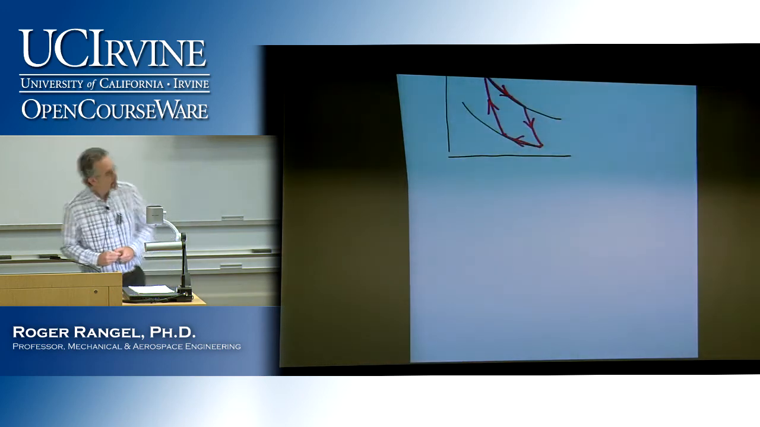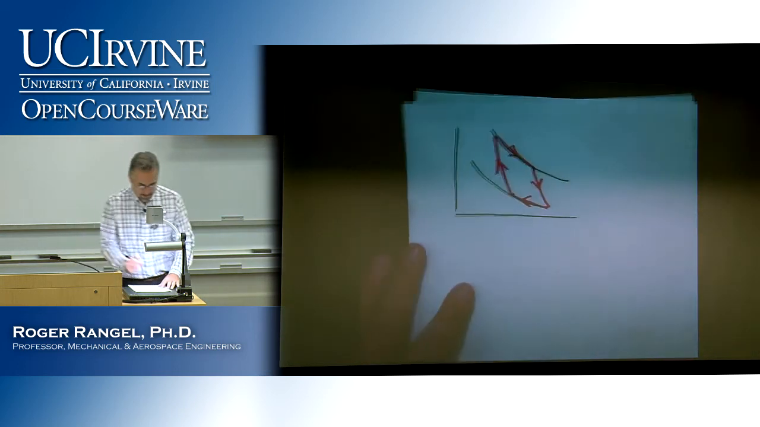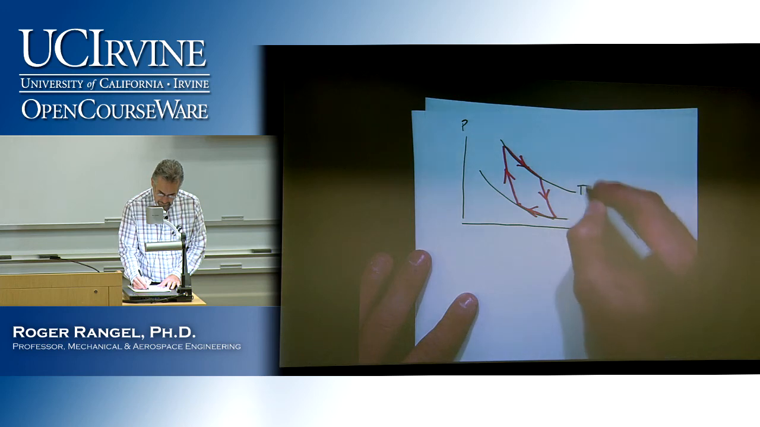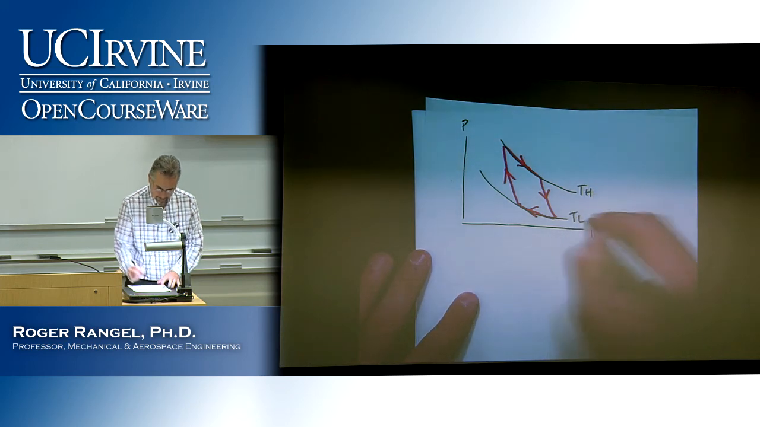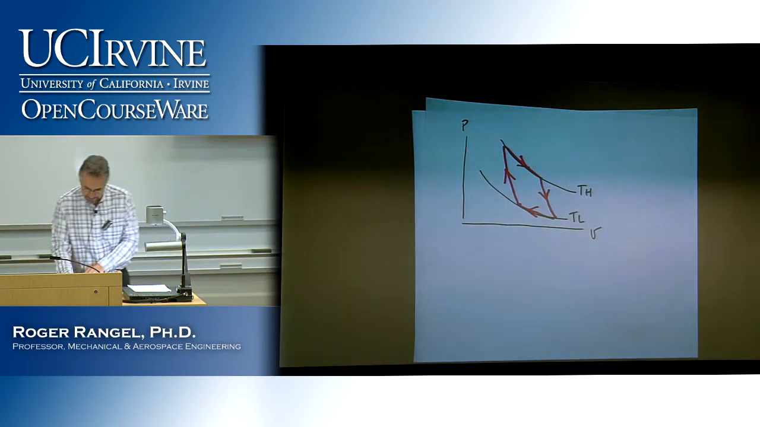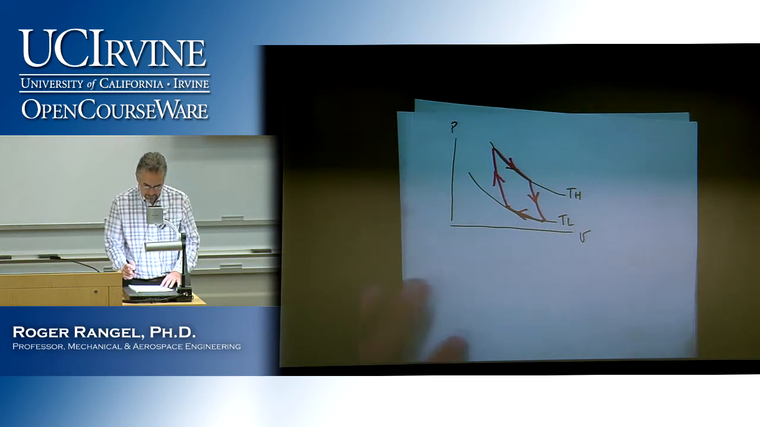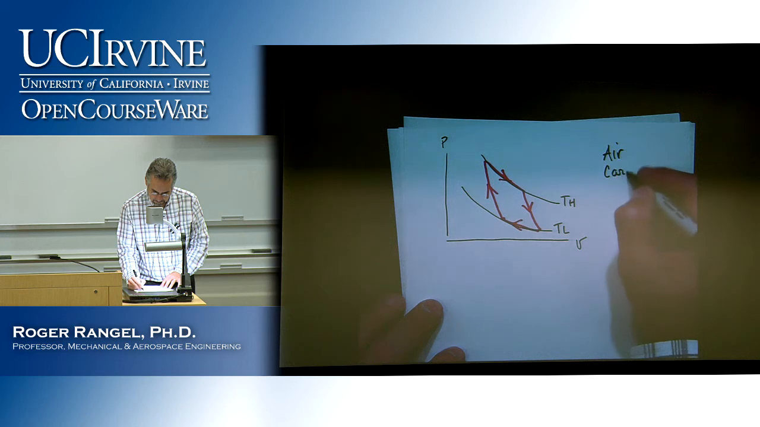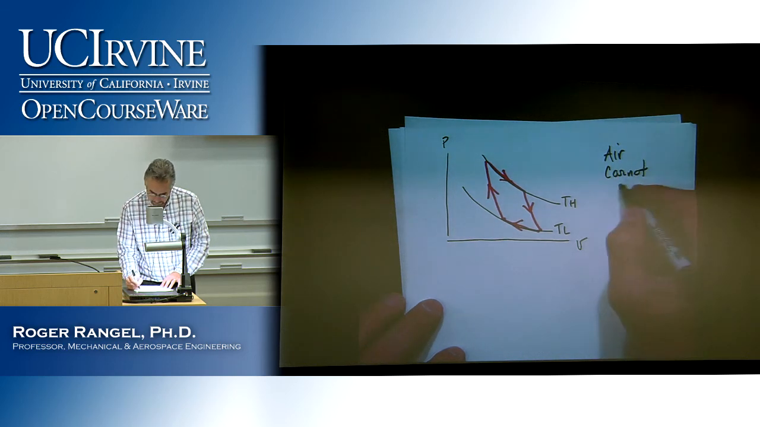All right. On a PV diagram, here's the TH, here's the TL. And we're given the following data. So it's an air Carnot cycle.